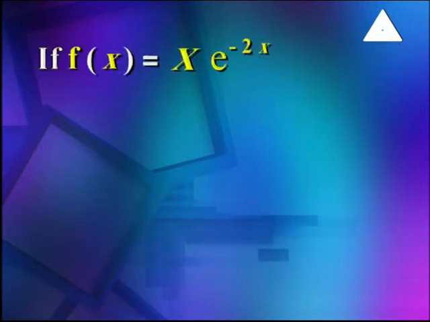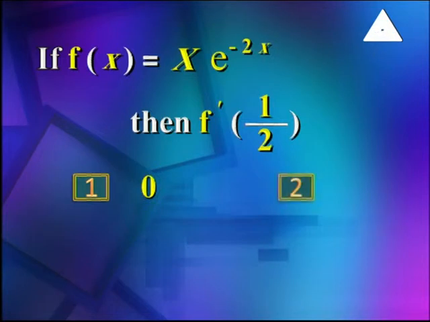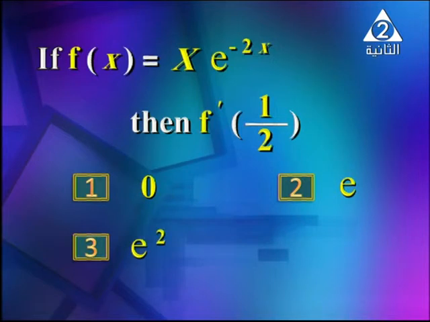f of x equals x e power negative 2x. What is the value of the first derivative when x equals 1 over 2? Or f dash of 1 over 2 equals what? Number 1, 0; number 2, 2e; number 3, e square; number 4, e power negative 1. My dear student, we have x e power negative 2x. The required is the first derivative when x equals 1 over 2.